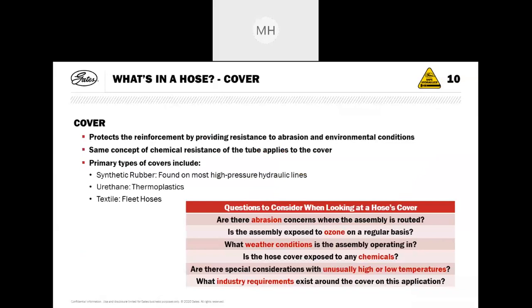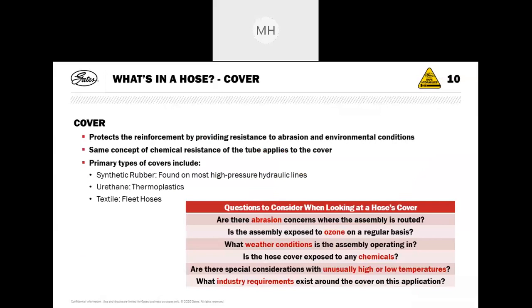If the application is an area where there's lots of chemicals on the exterior, then we need to make sure that the outer cover isn't going to be degraded by acids or other chemicals which may be exposed to it. So the primary types of cover include synthetic rubber, which is found on most hydraulic hoses, urethane for your thermoplastics, and textile type cloth braids for your fleet type hoses.